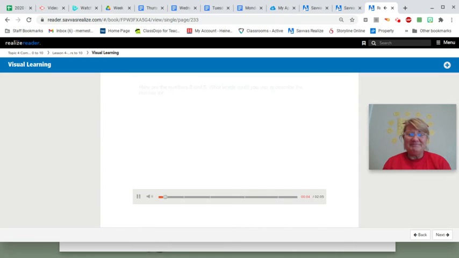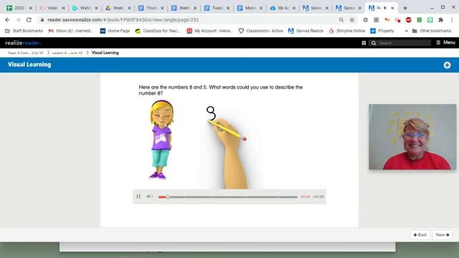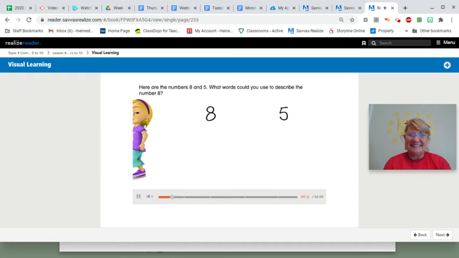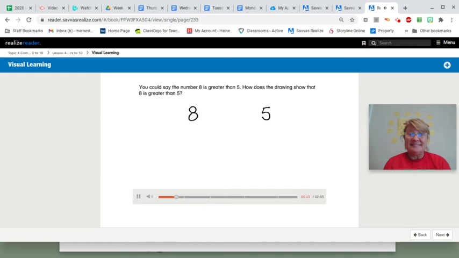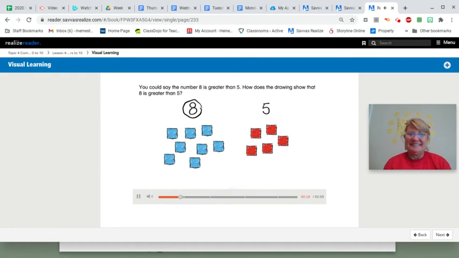Cute little robot. Here are the numbers 8 and 5. What words could you use to describe the number 8? You could say the number 8 is greater than 5. How does the drawing show that 8 is greater than 5? We can tell that there are more blue cubes, aren't there? So that means that 8 is greater. Good job, kindergartners.